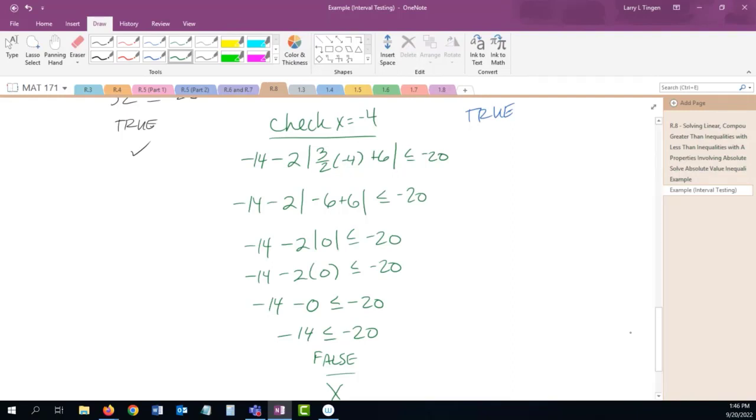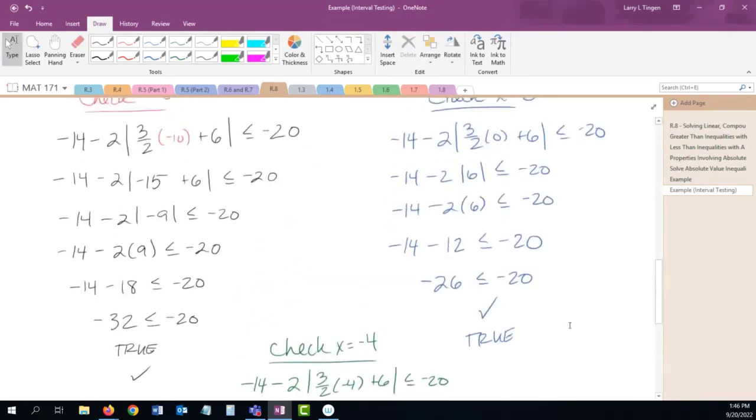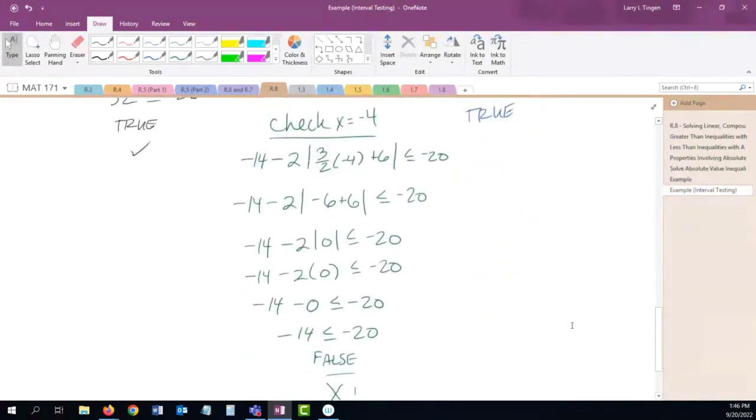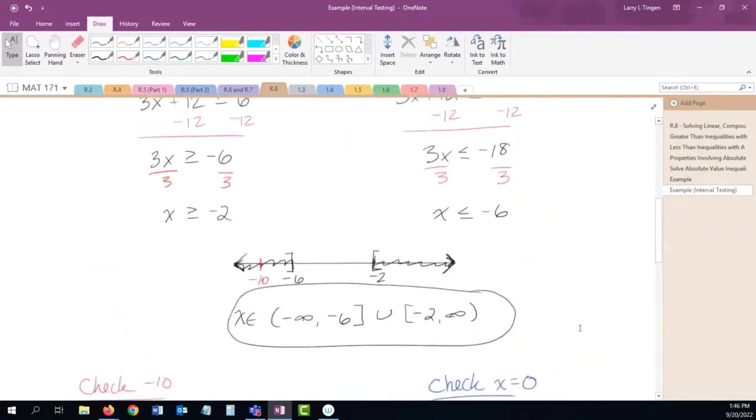Okay, it's useful for inequalities because I have entire sets of numbers. Interval testing is not useful for solving equations because equations usually have one or two, some finite number of solutions, 1 or 2 or 3 solutions. All right.